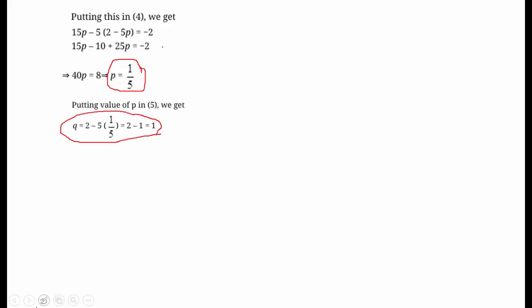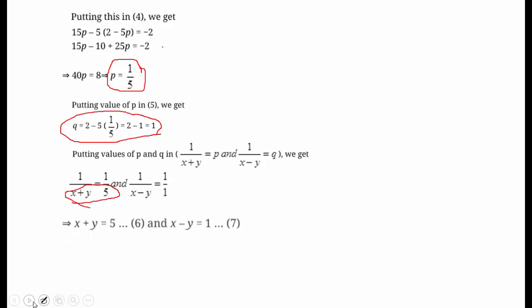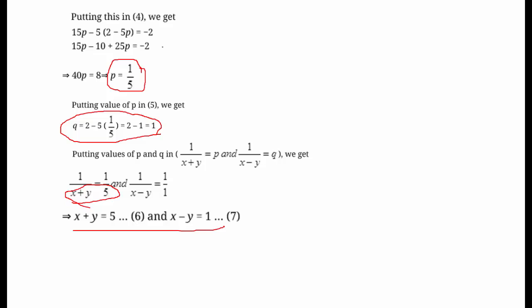Now replace p and q to find x and y. Replacing 1 by x plus y equals p, that means 1 by 5, and 1 by x minus y equals 1, after cross multiplying we will get x plus y equals 5 and x minus y equals 1. Now this is again a linear pair of equations in two variables, equation numbers 6 and 7.